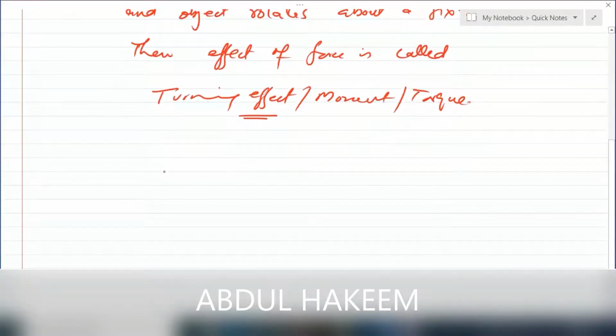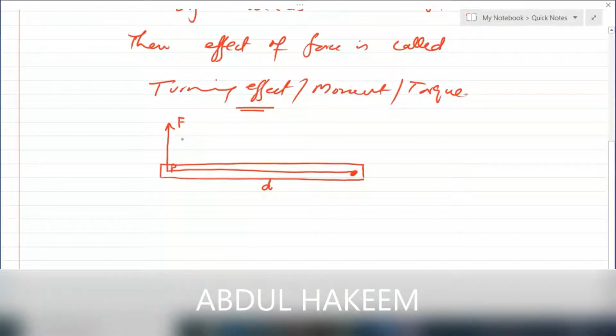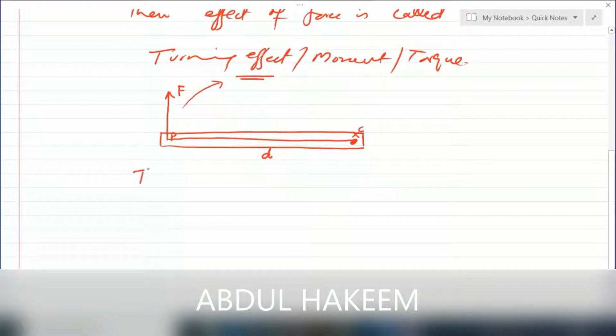Look, if this is the rod and it is pivoted here, and this is the point P at which the force is exerted up. Now the distance of the force from the pivot is suppose D. So when force is applied, this rod rotates about the fixed point, this C. So this is the turning effect. This is the torque.